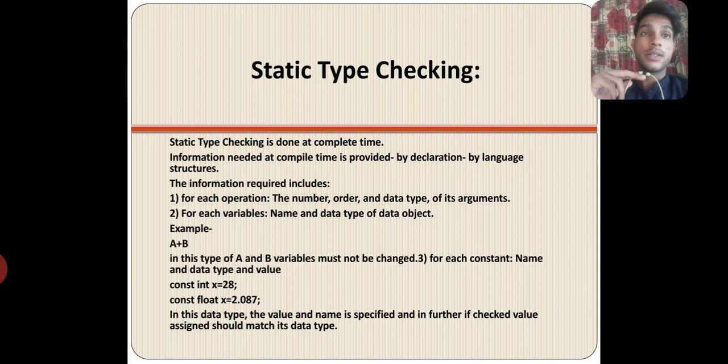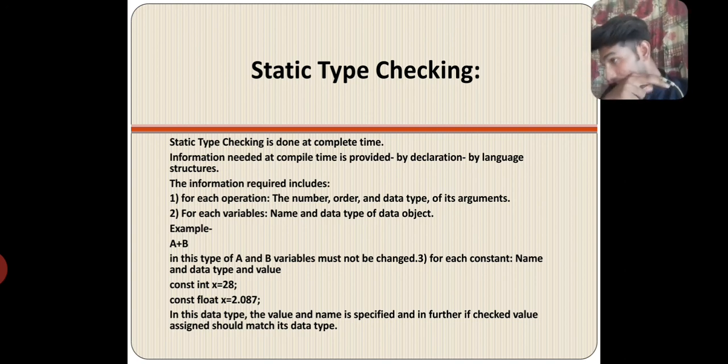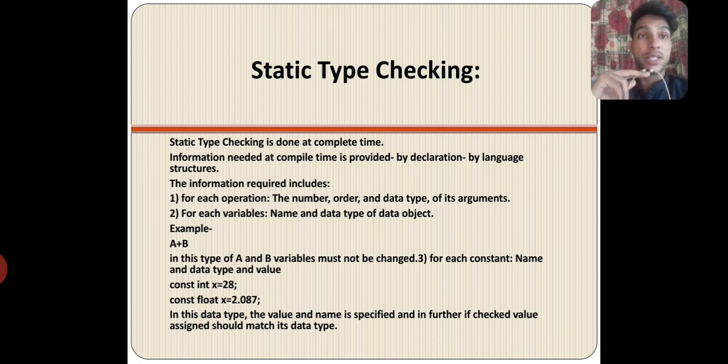So what is static type checking? Static type checking is done at compile time. Information needed at compile time is provided by declarations and language structures. The information required includes: first, for each operation, the number, order, and data type of its arguments; and second, for each variable, the name and data type of the data object. Example: a plus b, in this the types of the a and b variables must not be changed. And for each constant, the name, data type, and value.